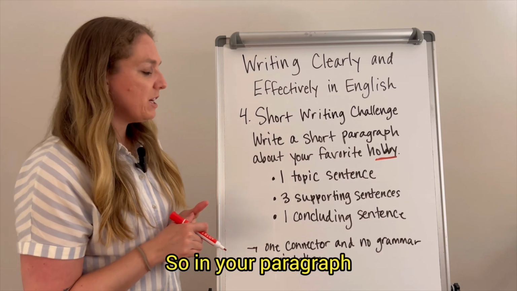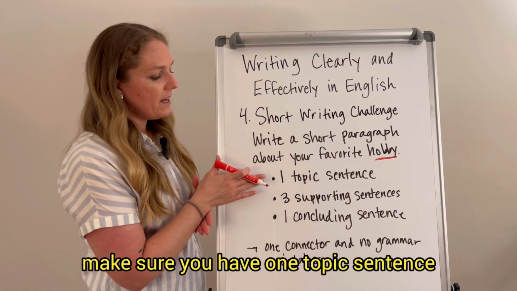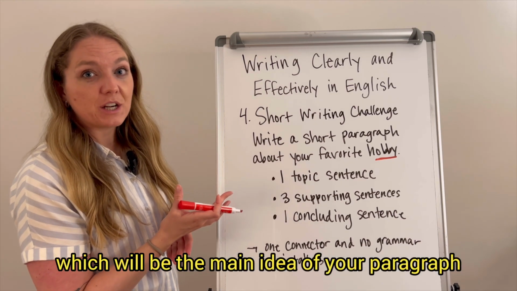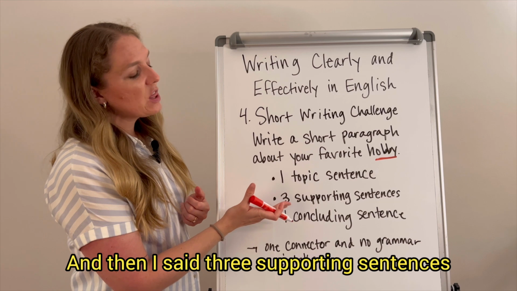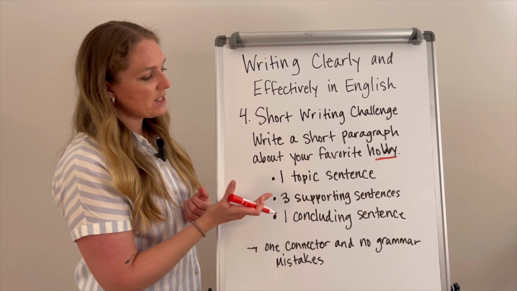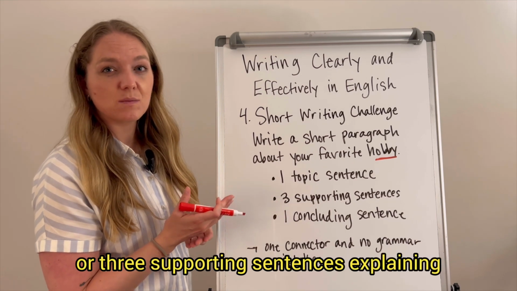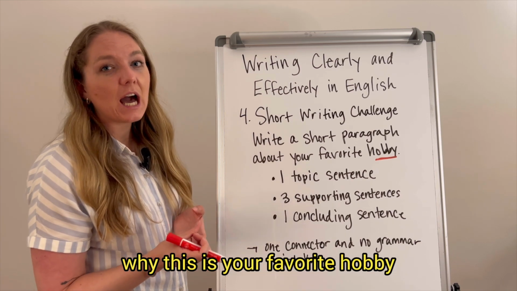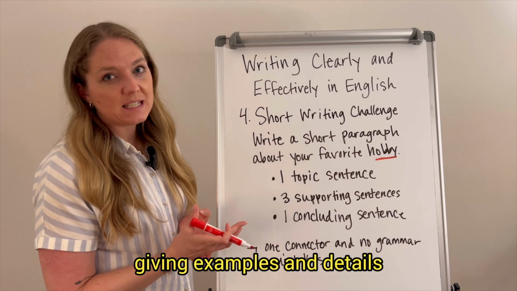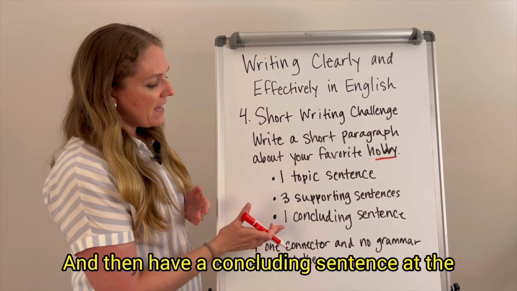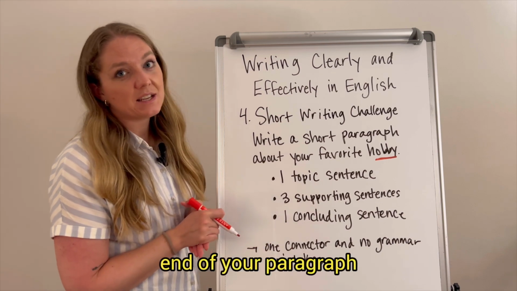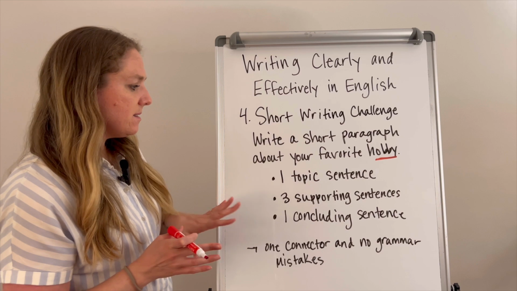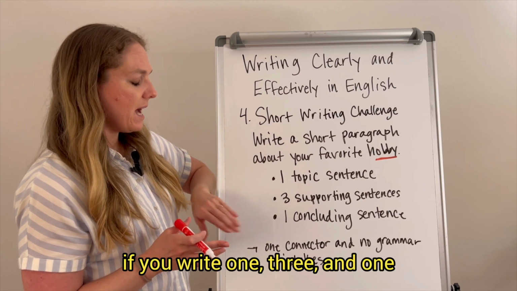So in your paragraph, make sure you have one topic sentence, which will be the main idea of your paragraph. And then I said 3 supporting sentences. It could be 2 or 3 supporting sentences explaining why this is your favorite hobby, giving examples and details. And then have a concluding sentence at the end of your paragraph. So it will be about 5 sentences if you write 1, 3, and 1.